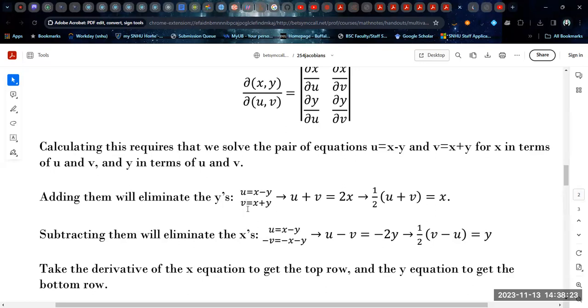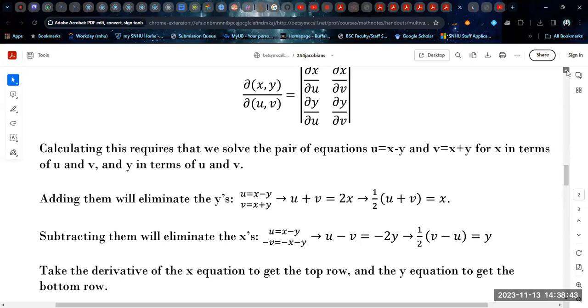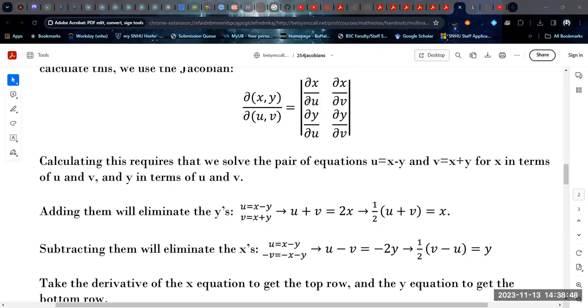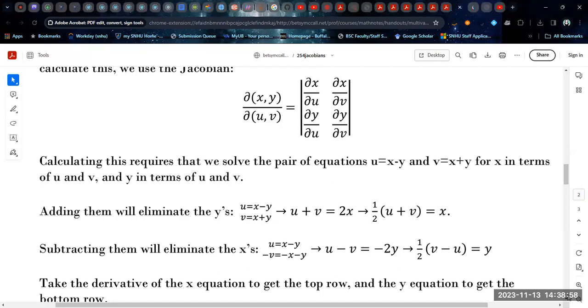And then if we put a minus sign in front of the v and we do the same thing, we can cancel the x's. u minus v is equal to negative 2y, which means that y is equal to 1/2 (v minus u), and I distributed the minus sign. Now I can take these partial derivatives that I need for my matrix: the derivative for x in terms of u, the derivative for x in terms of v, the derivative for y in terms of u, and the derivative for y in terms of v.